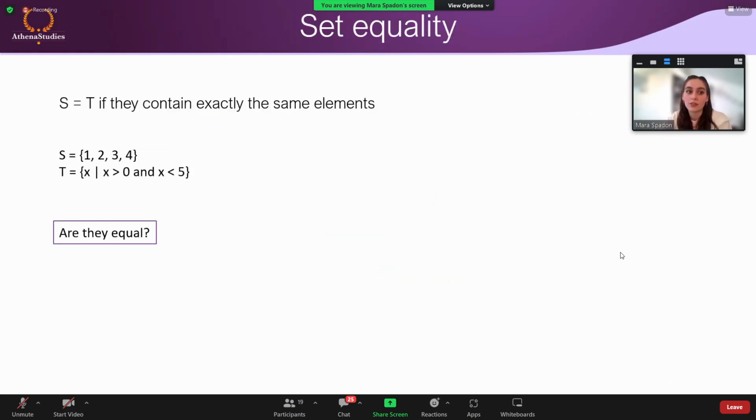Set equality. So a set S is equal to T if they contain exactly the same elements. So what does this mean? Again, we have a little example here. So remember the example from before, right? Now we have 1, 2, 3, 4. And a set T, we have all elements bigger than 0 and smaller than 5. Do you guys think they are equal? Yes or no?